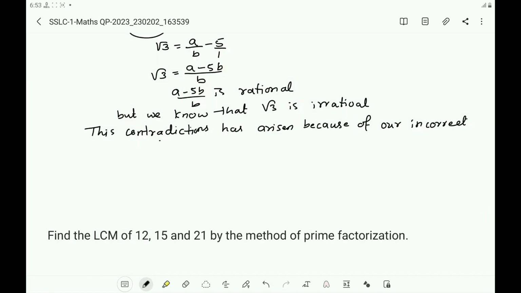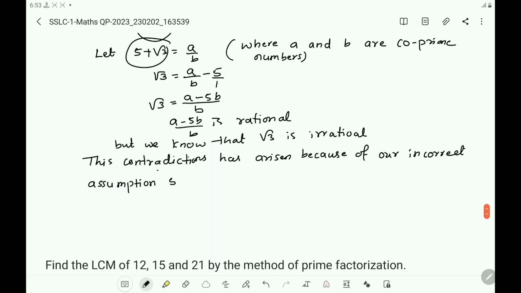Because of our incorrect assumption, our assumption is wrong. What assumption have we taken? That 5 plus root 3 is rational. This assumption we have taken is wrong. So we have to write that 5 plus root 3 is irrational.